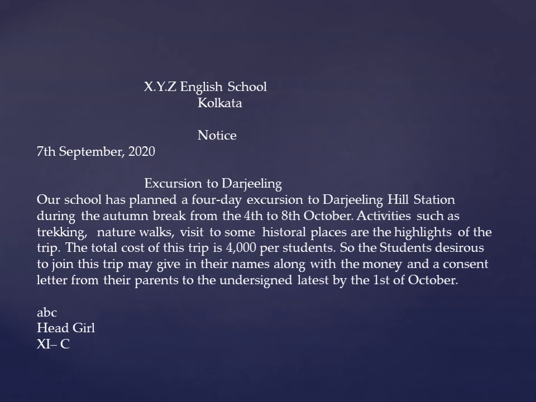And the next thing is the total cost of the trip. That is very important. You have to write it for the students. That is 4,000 per student. Then the next thing, the students who desire to join the trip may give their name along with money and a consent letter from their parents to the undersigned latest by 1st October. And your name, I am giving here ABC. You will give your name, head boy or girl, and the class in which you are studying. So this is the simple format.